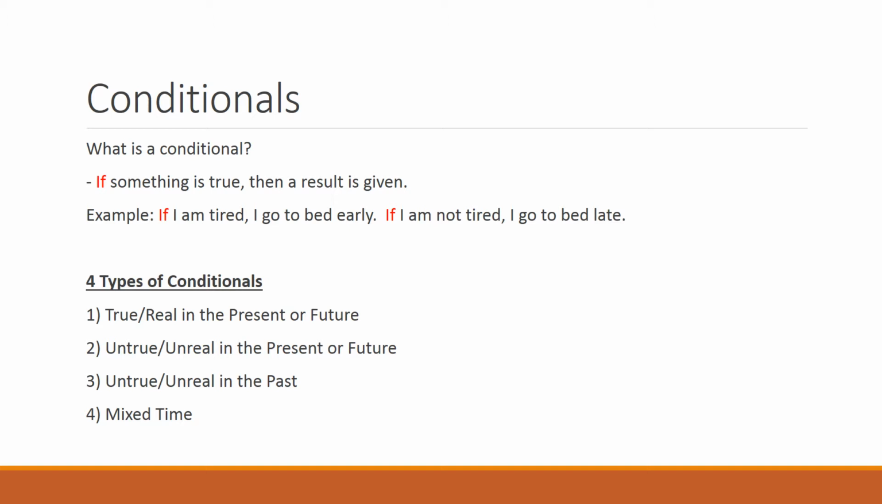There are four types of conditionals. The first type is the true or real in the present or future, which is the most commonly used, especially by students who just picked up English. We have the untrue or unreal in the present or future. And we also have the untrue and unreal in the past, as well as mixed time, which we're going to talk about today.